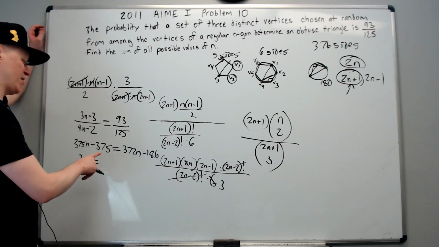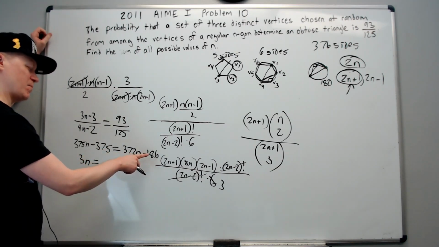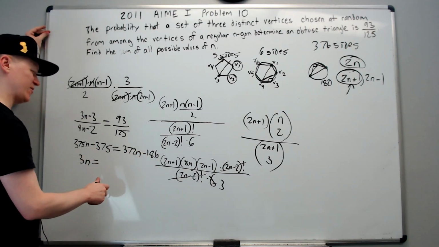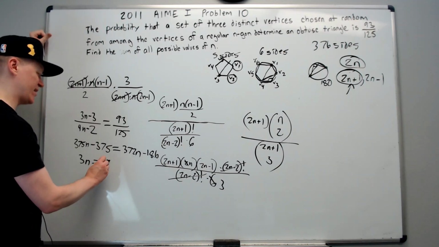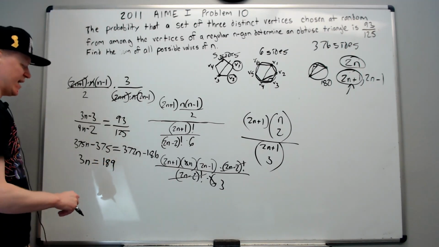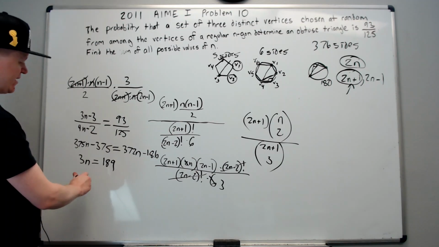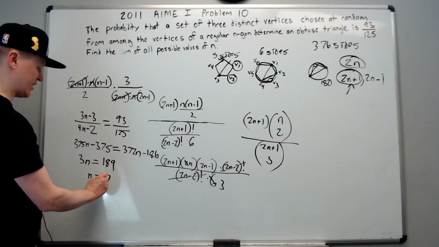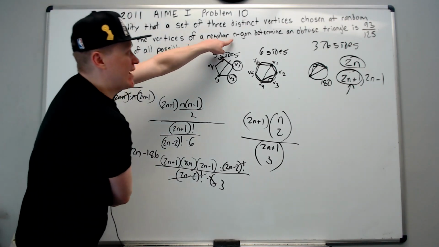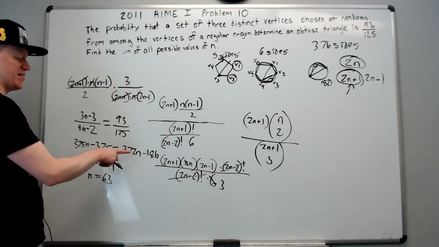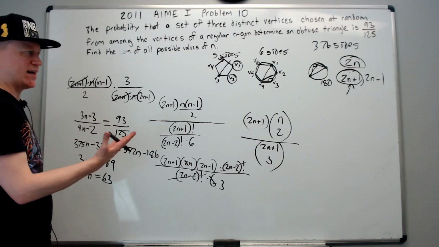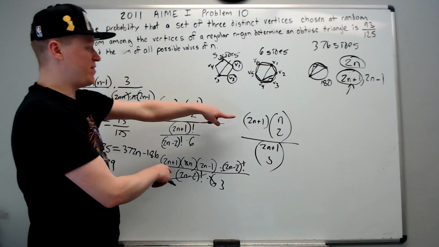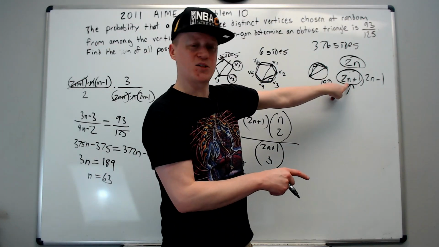Okay, so 375 minus 186 is going to give 189. And if I divide that by 3, you're going to get n is equal to 63. Now again, that's not this n. When I said, are you serious, I thought that I had made a mistake because I thought it was the same value we got last time. It just looked familiar. So 63 is the n for this expression, for 2n plus 1 being the odd number of sides.